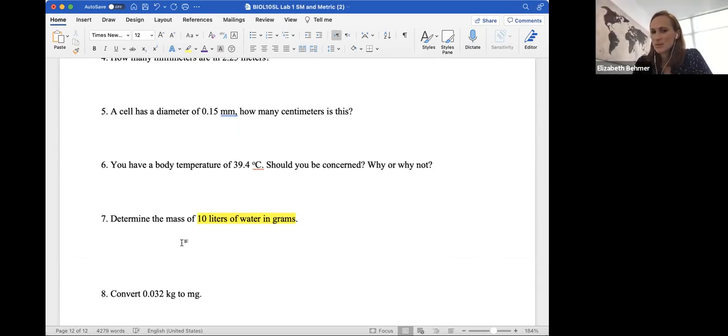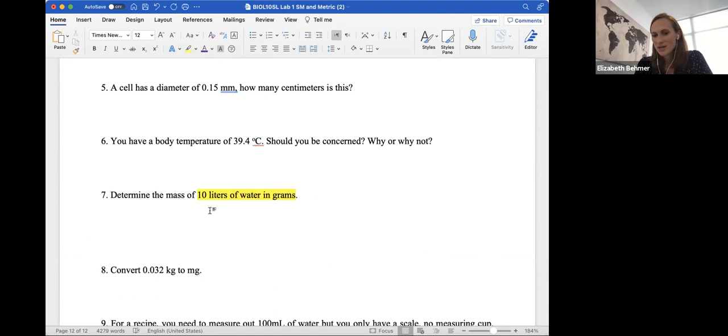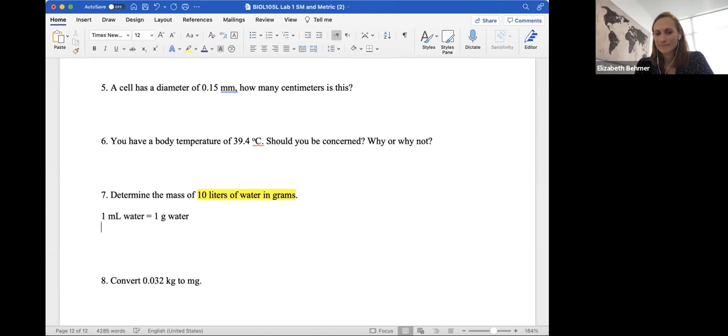So number 7 asks to determine the mass of 10 liters of water in grams. So let's go back up. We remember that 1 milliliter of water is equal to 1 gram of water. To use our 1-to-1 conversion, what do they give us? They give us 10 liters of water. And we need to convert that to milliliters first, because once we convert it to milliliters, then we know that that many milliliters will just be that many grams, because that's what we want to get. They're asking us for the grams.